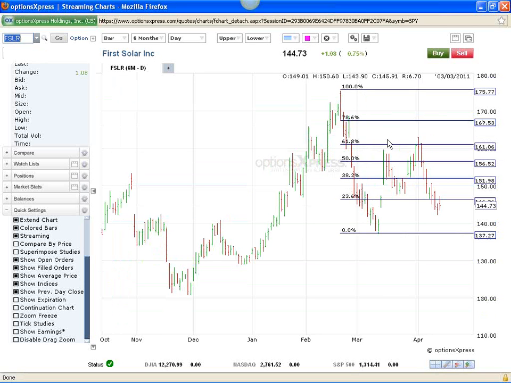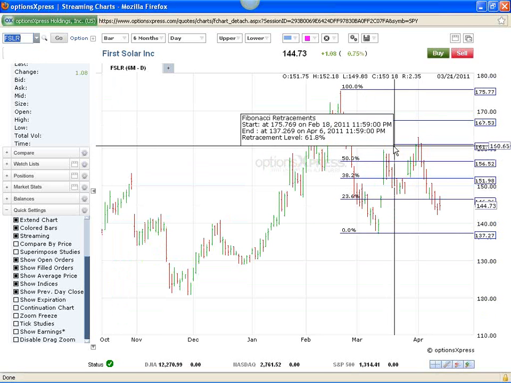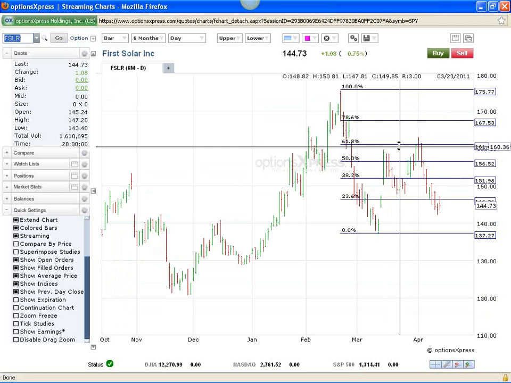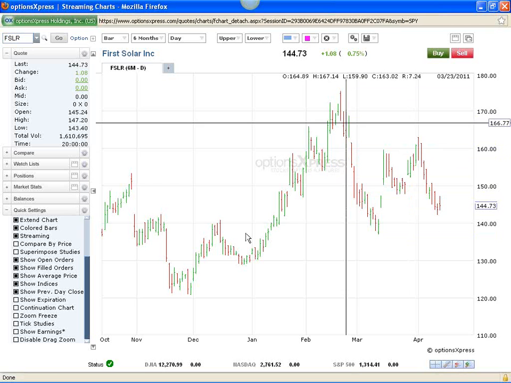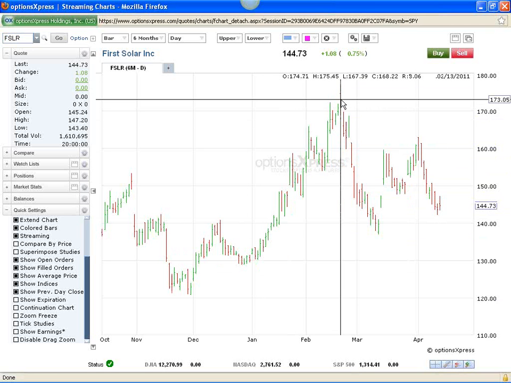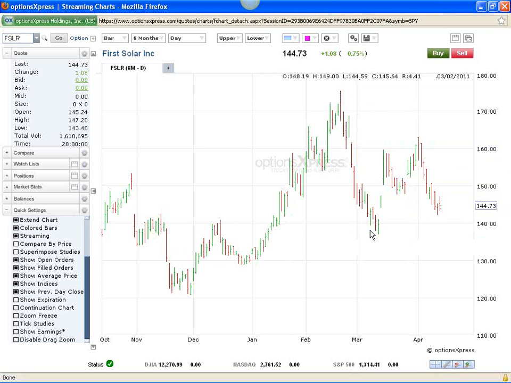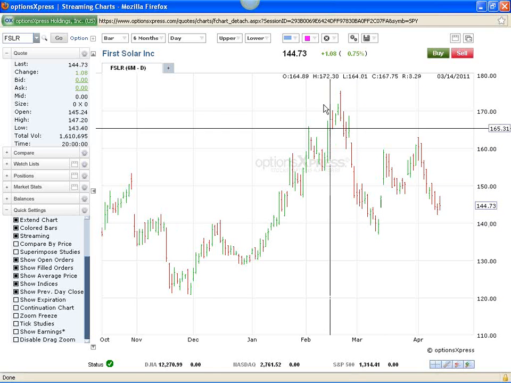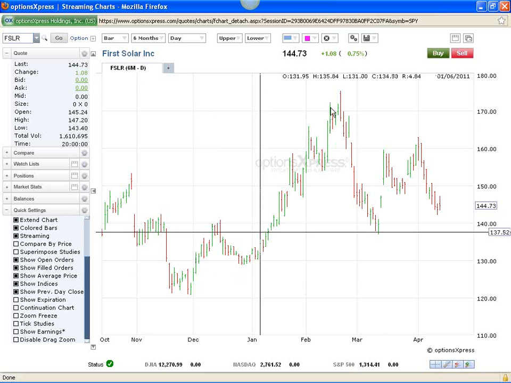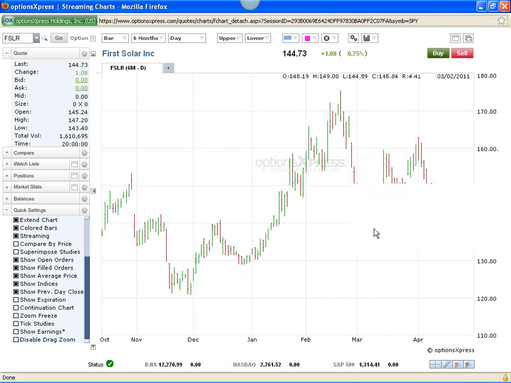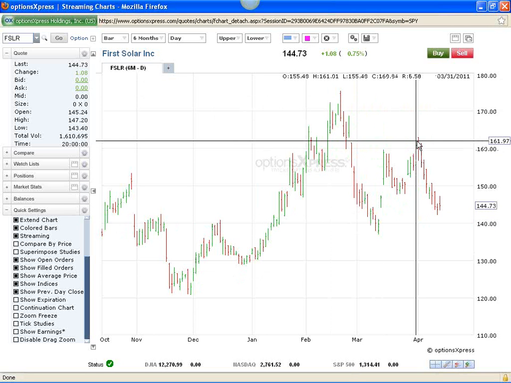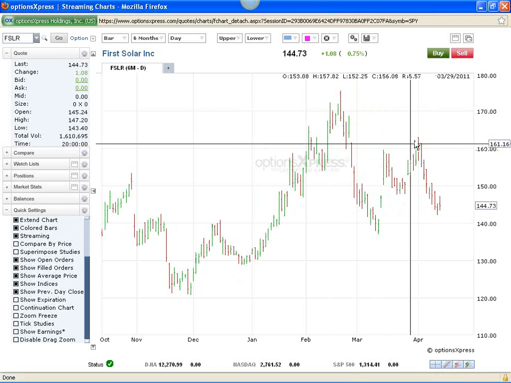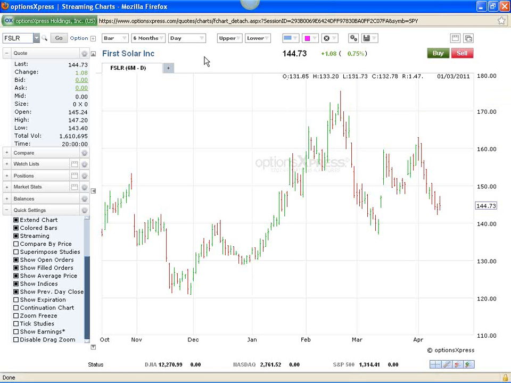Okay, so basically what happened here, and I already have it drawn on because I've been using it, but I'll delete it and we'll redraw it. So we had this big up move, we had this down move, and any move that you see, depending on your time frame, you can draw a Fibonacci on. So what I was looking at is going, wow, that's a huge up move. Wow, that's a pretty big down move, and I'd like this to continue and go higher, but First Solar isn't doing exactly what the other markets are doing in commodity markets and things like that.